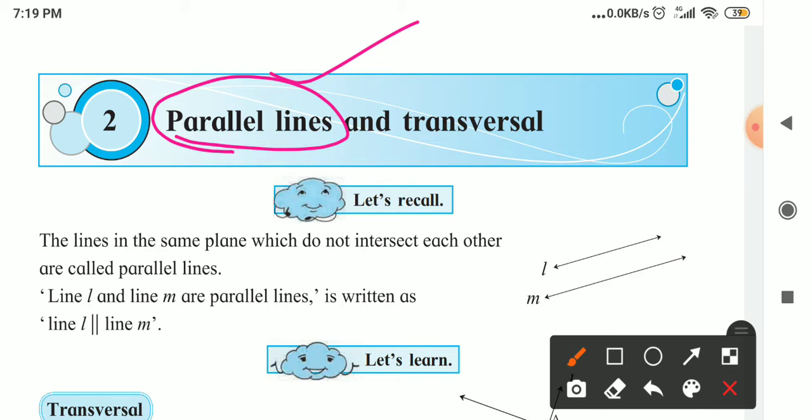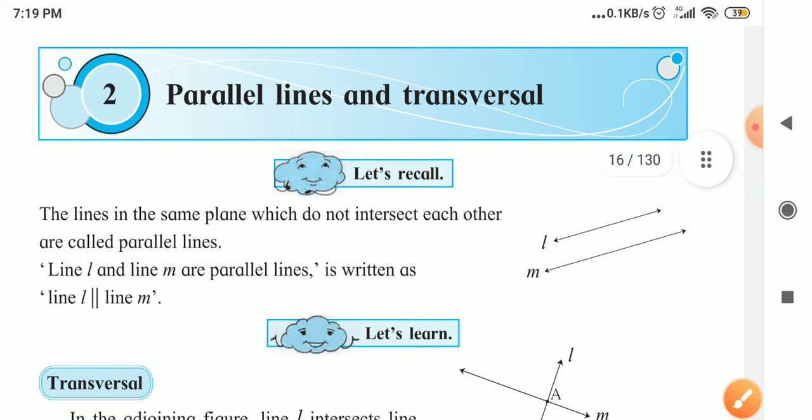Then again, you see the parallel lines towards the door. If you have the scales, opposite sides are also parallel to each other. Parallel lines means lines which do not intersect each other at any point; these lines are called parallel lines. So in this figure, the lines in the same plane which do not intersect with each other are called parallel lines.